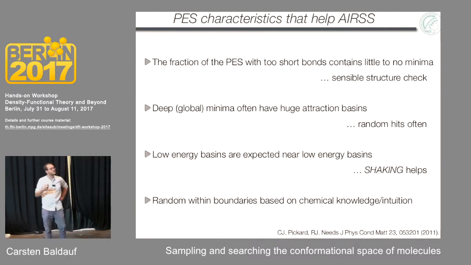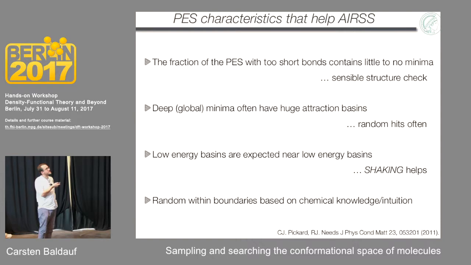So this ab initio random structure search uses a few characteristics of the potential energy surface. As I said, it's practical that, for example, the fraction of the PES with really short bonds does not contain any minima or hardly any minima. So by that, you can avoid sampling it with this structure check. One of the important things is that deep minima, with global minima or eventually global minima, typically have the biggest attraction basin. So that means by randomly throwing at them, the chance that you end up there with a local optimization is fairly high.